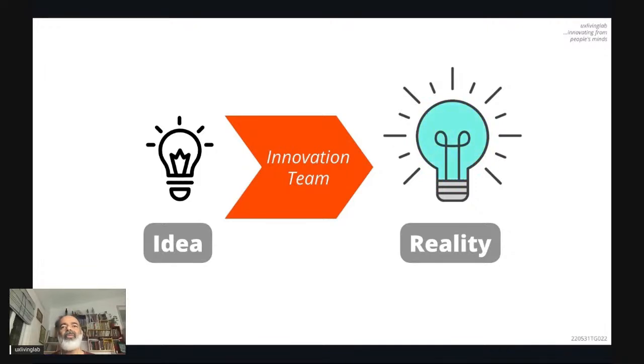Okay, then how to make it reality? Idea to reality is through an innovation team. Don't try to execute on your own, because as an individual you have a lot of limitations. That's the first one. Secondly, you are not an expert in all aspects. You should have an innovation team. Big organizations have their own innovation team. They keep the ideation deck and all these processes. In smaller companies, maybe the top management will be the innovation team, or otherwise they will engage outside agencies for that.